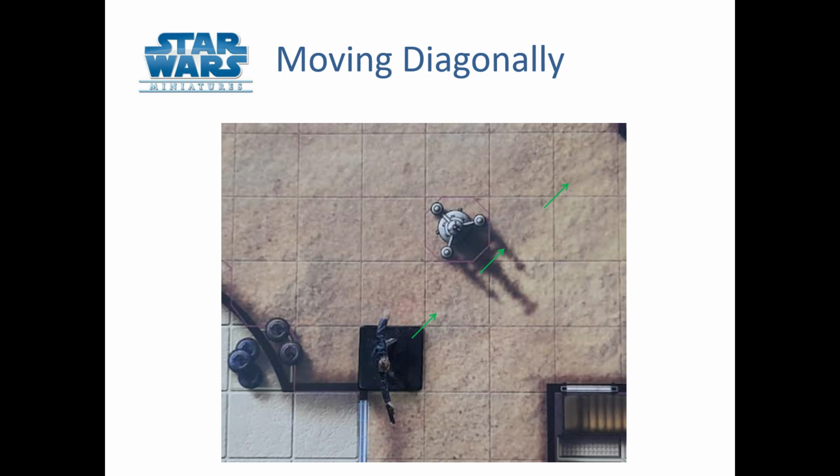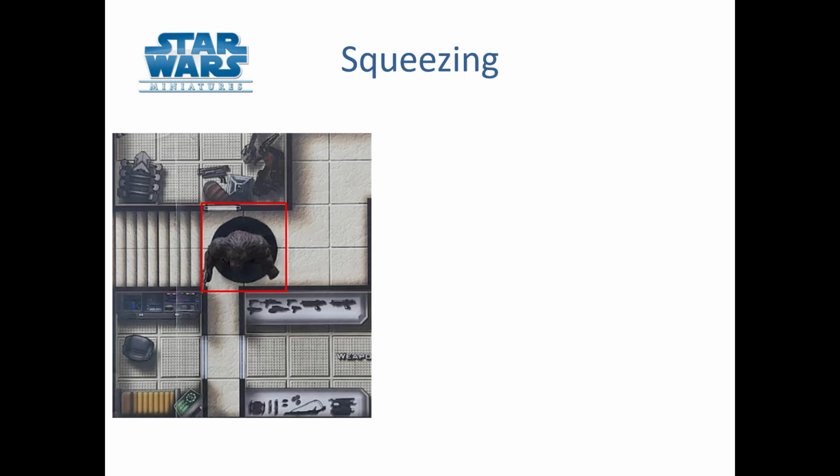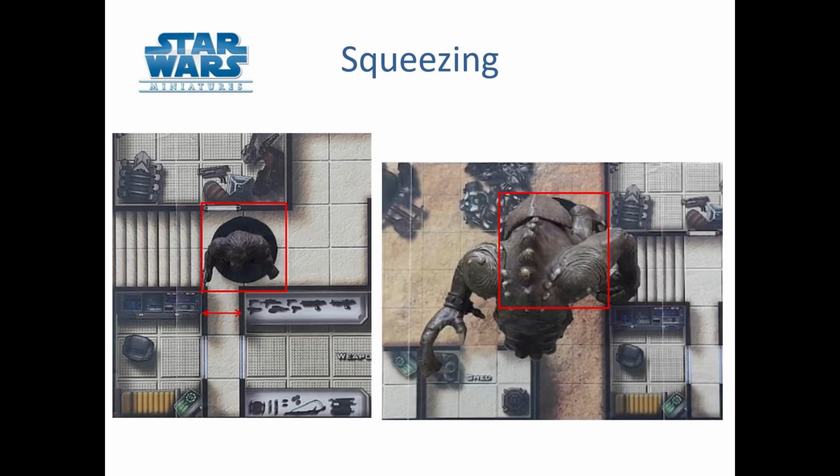The other topic I would like to talk about in this video is squeezing. Squeezing can only apply to large and huge characters. In other words, any characters that occupy more than a single square. Large and huge characters can squeeze through small openings and narrow hallways, provided that the space is at least half the size of the character. So, a large character that occupies 2 by 2 squares can squeeze through a single square, while a huge character, which occupies 3 by 3 squares, couldn't. They can only squeeze through a 2 square wide gap.